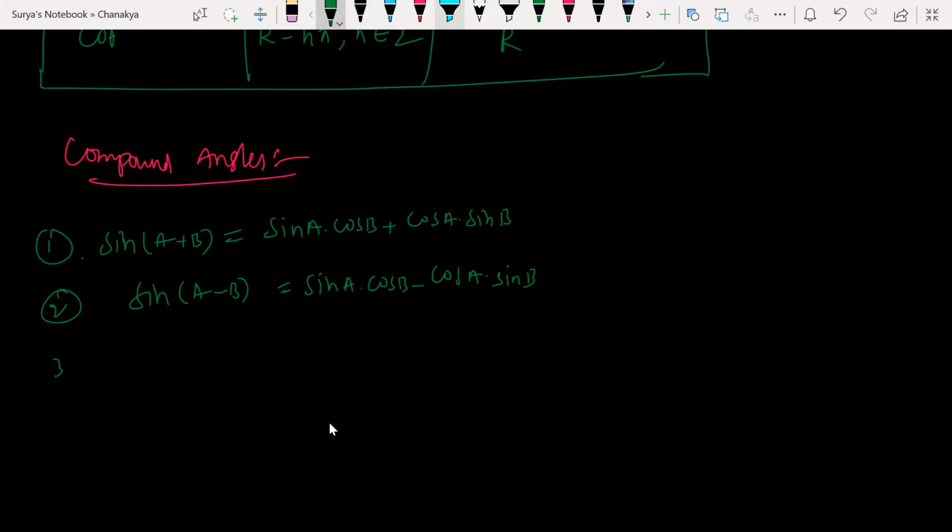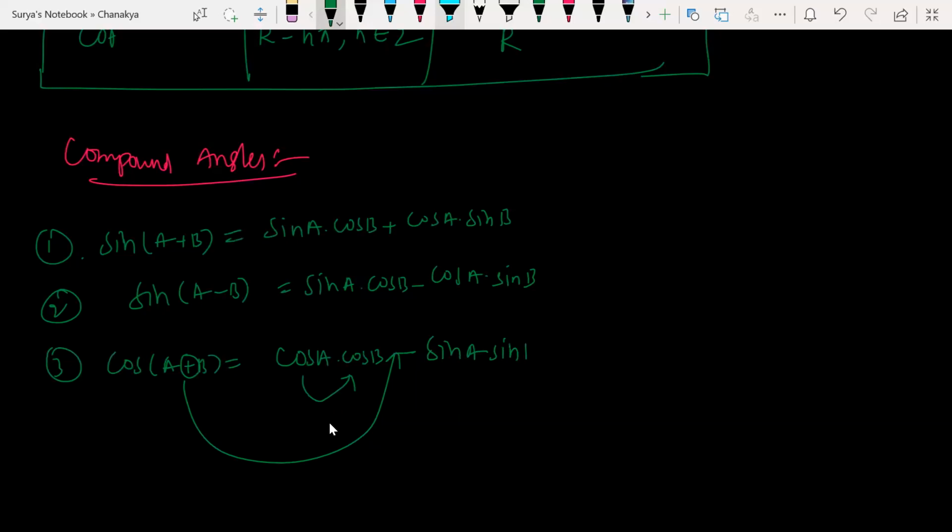Next, cos A plus B would be somewhat different. In cos A plus B, first you write cos A into cos B, cos functions together. Here I have plus, but you need to write minus here. And sine functions together, sin A into sin B. So this is how you can remember the tricks.